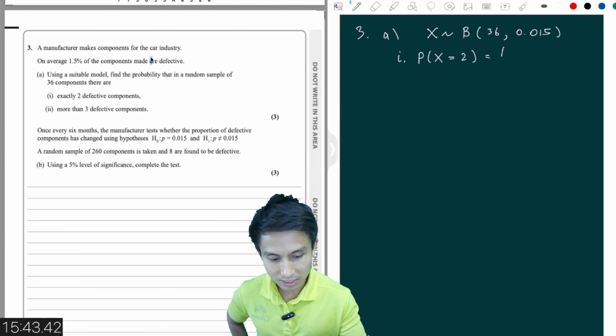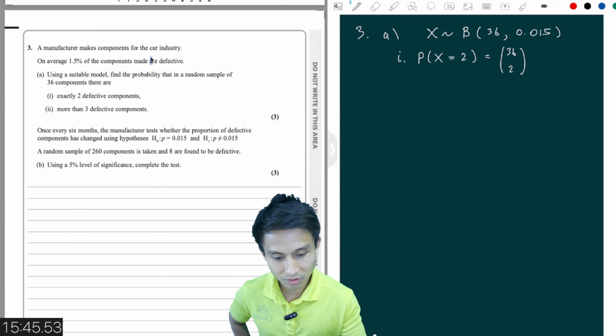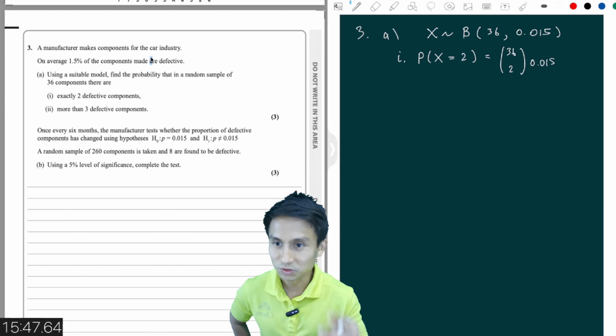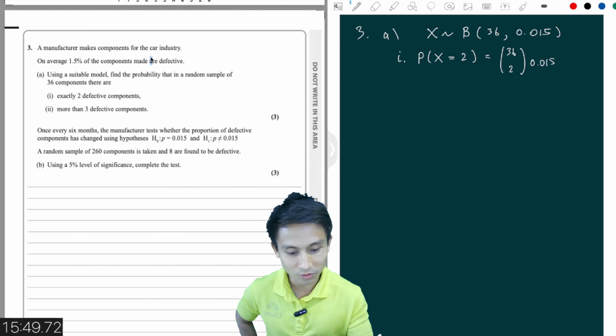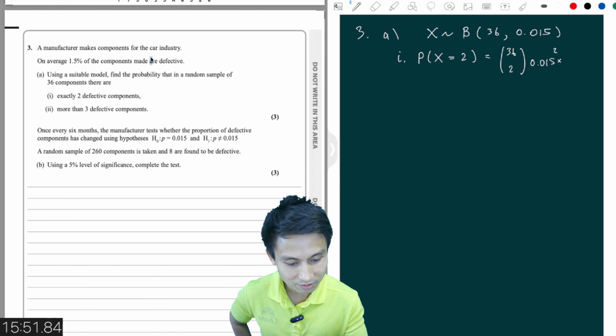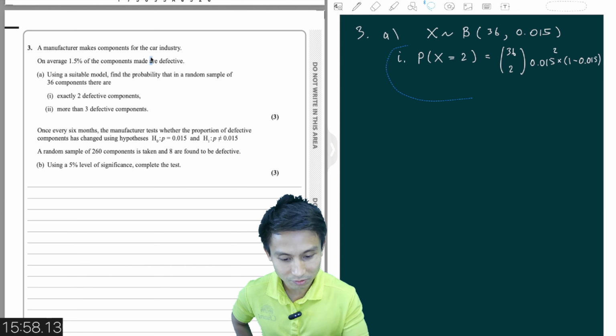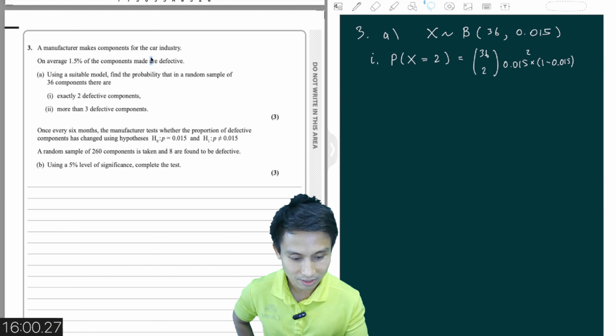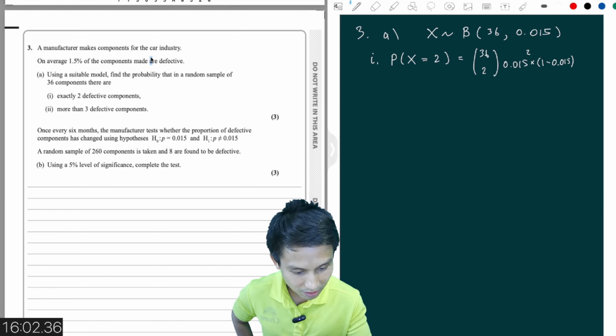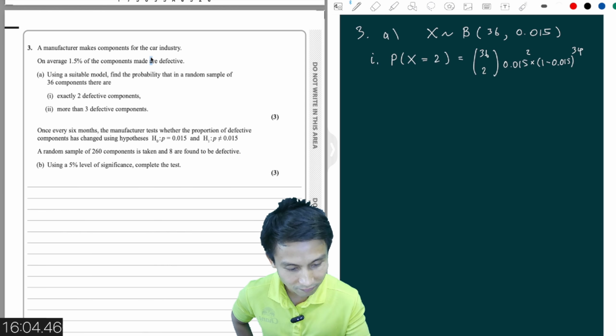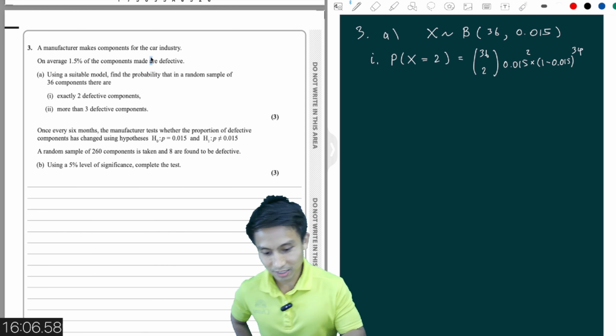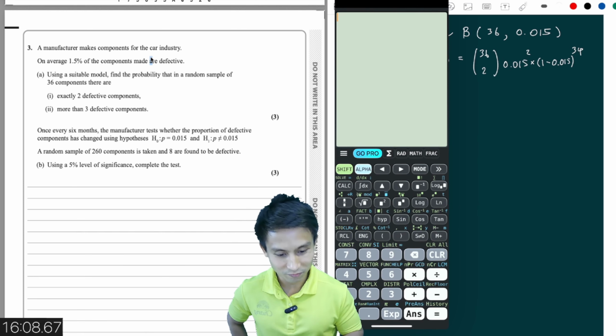So that's just gonna be 36C2 times the probability of success, which is in this case being a defective component, to the power of 2, times the probability of failure, which is 1 minus that, to the power of the remaining. I'm just gonna move to the left a little bit, yeah, to the power of 36 minus 2, 34. And of course, I'm just going to do mental math. No, of course not.